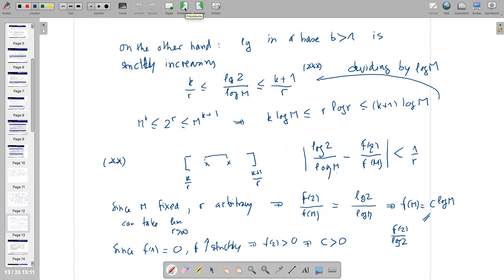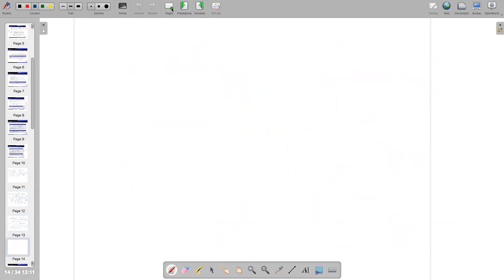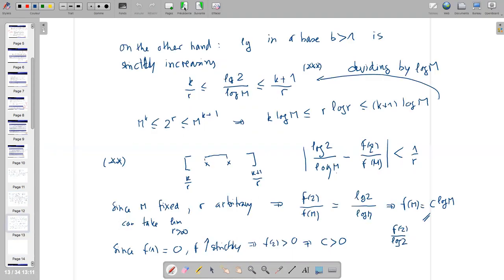Okay, so the third step. Sorry, I have another doubt. Can you go back? I mean, this inequality of log 2 over log m minus F2 over Fm, is it strict? I missed your question. It's strictly less than 1 over r, yes, because you see, one of these inequalities is strict here.